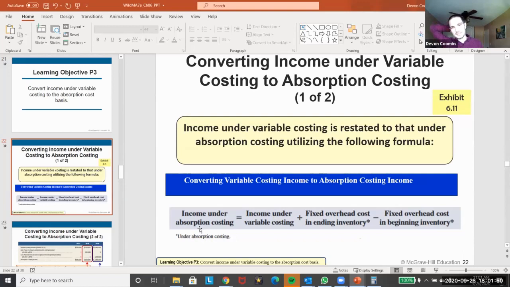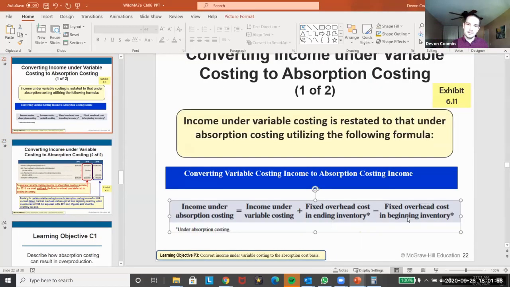Income under absorption costing is equal to income under variable costing plus fixed factory overhead in ending inventory, minus fixed overhead cost in beginning inventory. And that's because these fixed overhead costs are a timing difference for our absorption costing. Absorption costing is capturing it when it's sold. So if we just back out what was in the beginning inventory and add what was in the ending inventory, we can get to income under absorption costing.